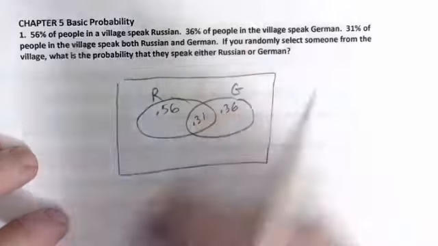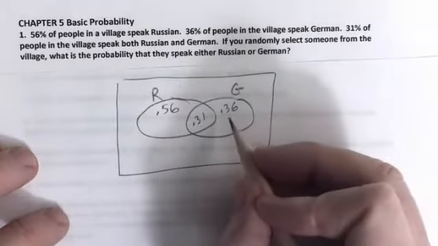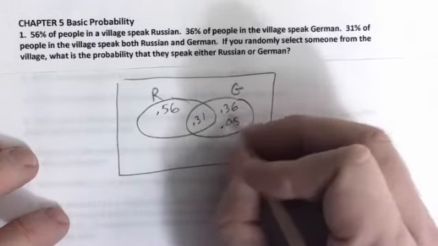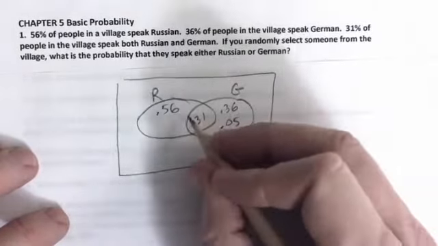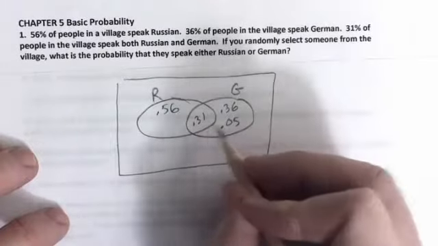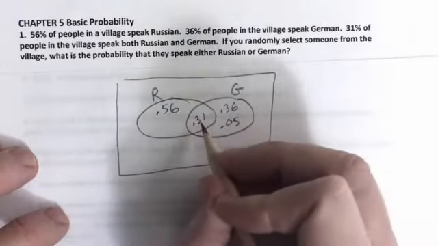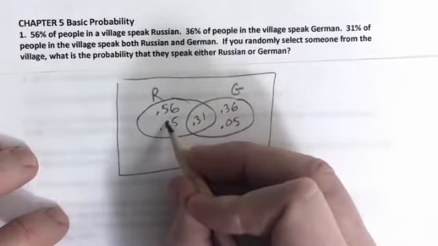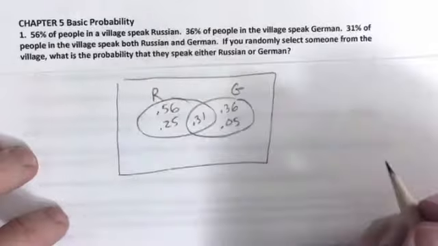To fill out the rest of the Venn diagram, I can subtract 0.36 minus 0.31. That's 0.05. That's this crescent shaped region that's in the German circle but not in the Russian circle. Notice the two parts add up to the whole. Then 0.56 minus 0.31 is 0.25. That represents people that speak Russian but not German. It's in the Russian circle but not in the German circle.